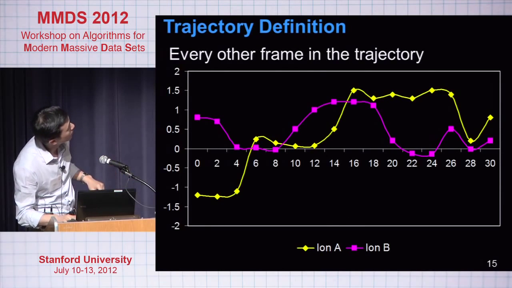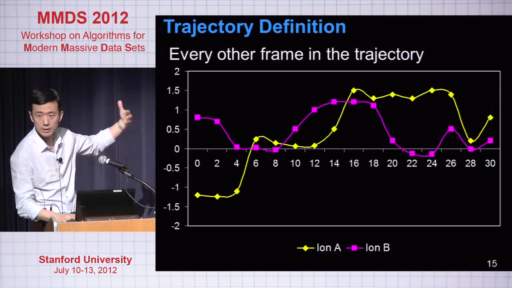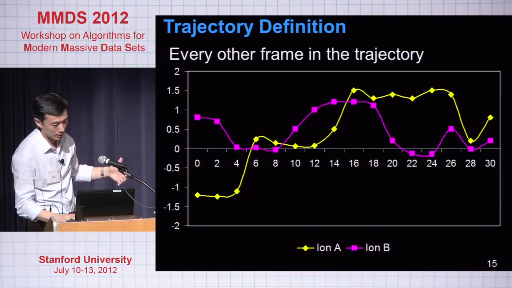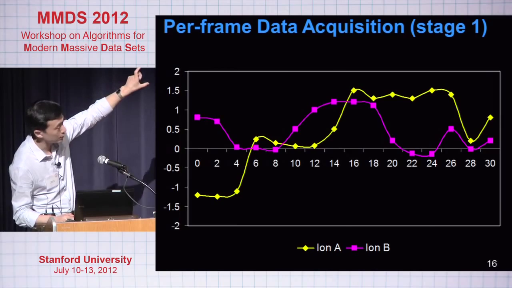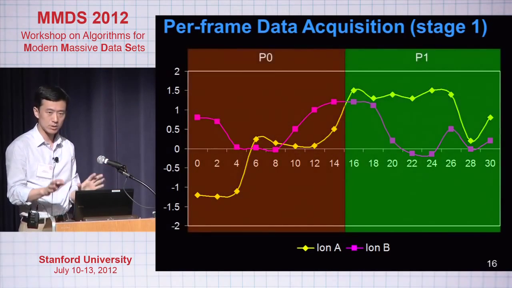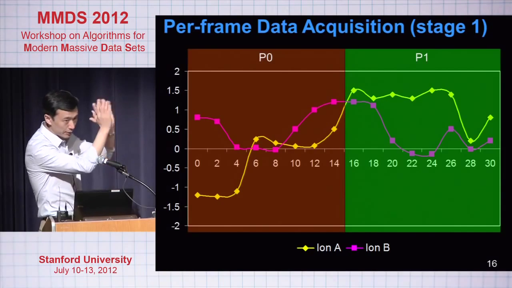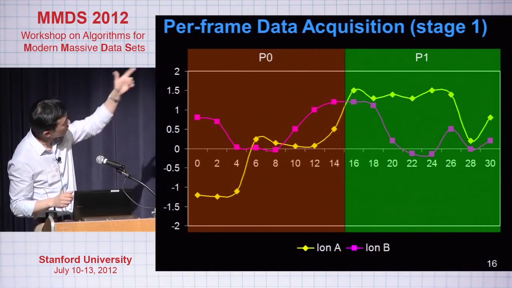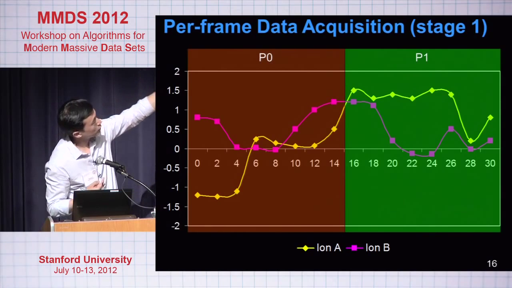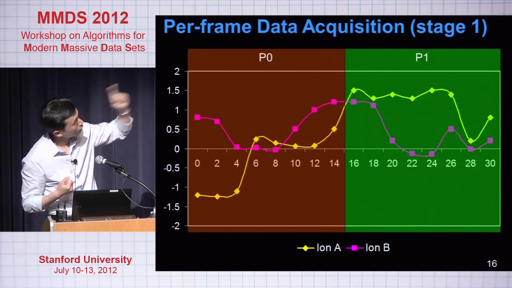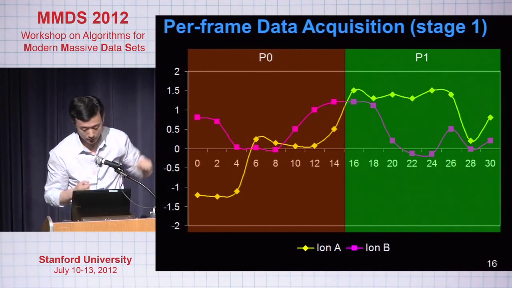So going back to this example, let's say when we want to analyze the data, we want to analyze every other frame in the trajectory. And then for the per-frame data acquisition, we're only interested in the positions of these two ions, A and B. So let's say we have two processors, two nodes, 0 and 1. Hypothetically, we partition the data into two parts, and P0 is responsible for retrieving the position of both ion A and B from time 0 to 14. And node 1 will retrieve the position of both ion A and B from time 16 to 30.